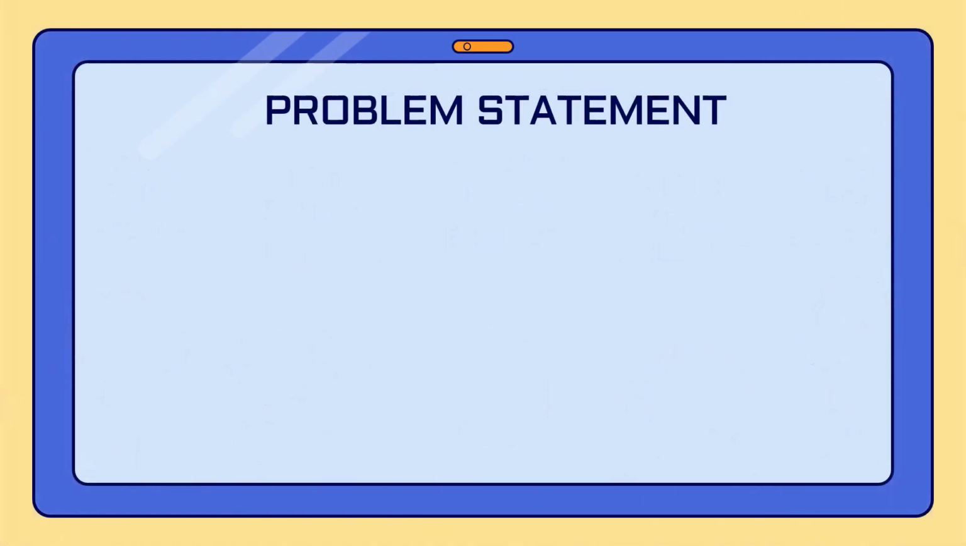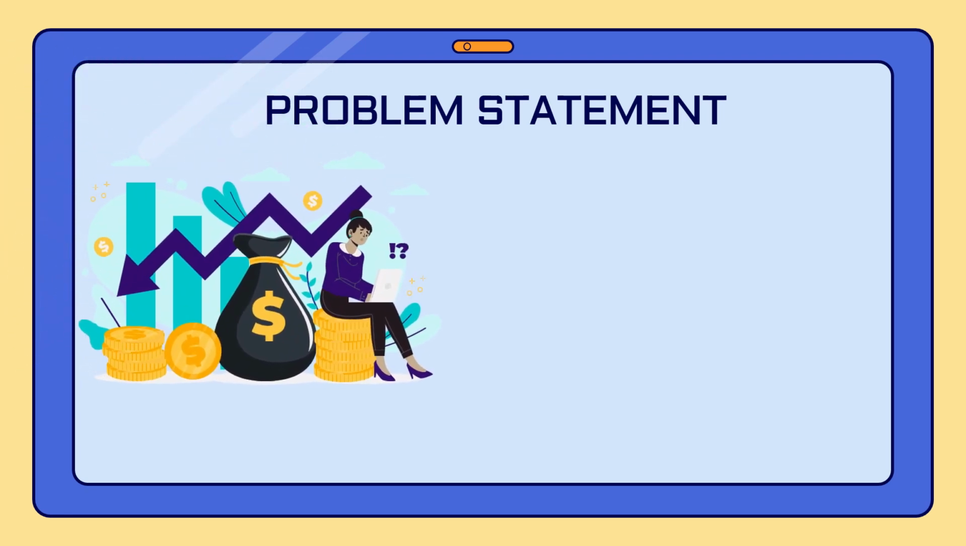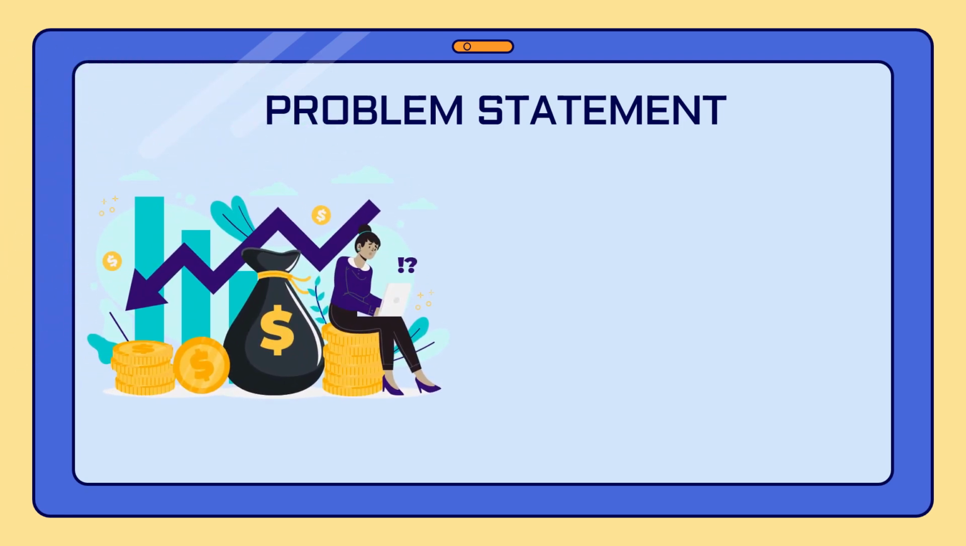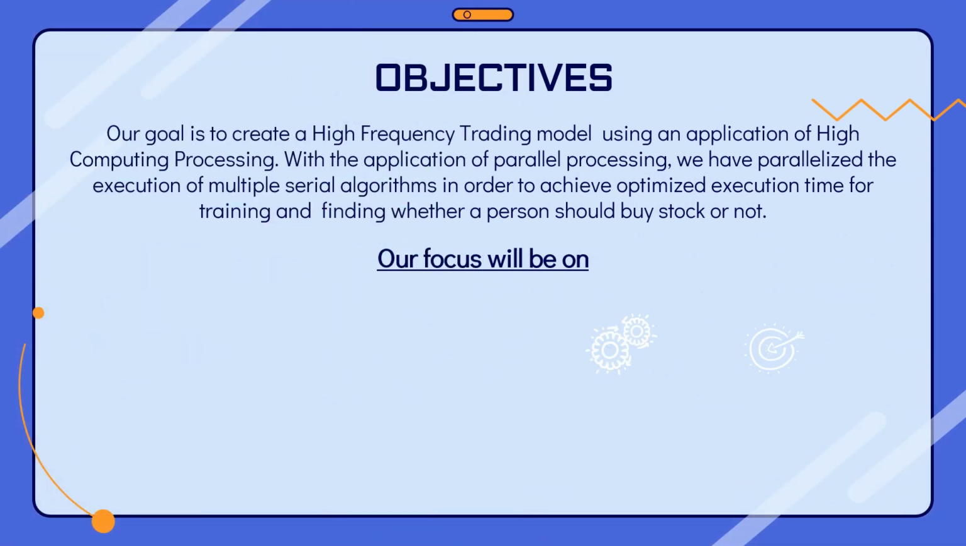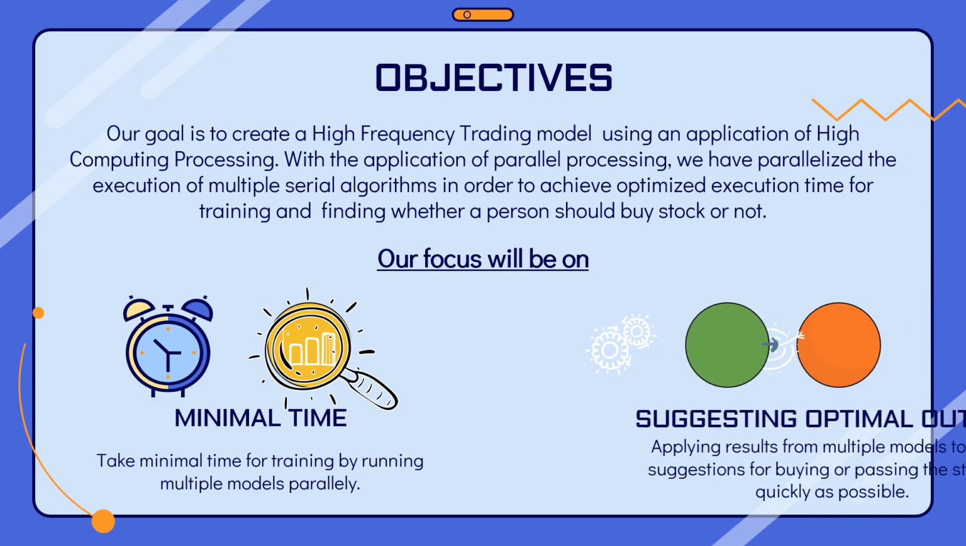High frequency trading is a method that uses powerful computer programs and algorithms to transact a large number of orders in a fraction of seconds. So if you need to make more profit, you need to have faster execution speeds. Hence, our objectives will be to focus on minimizing the time and suggesting a more optimal output.